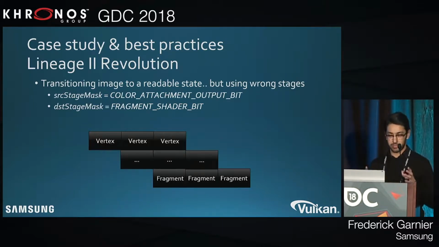So basically, it was as follows. Image was being rendered to, and then we would sample from it. So we transitioned to a readable state. And in that case, what we want to do is wait on the color writing stage. And when that completes, we unblock the fragment stage and actually start doing the sampling.